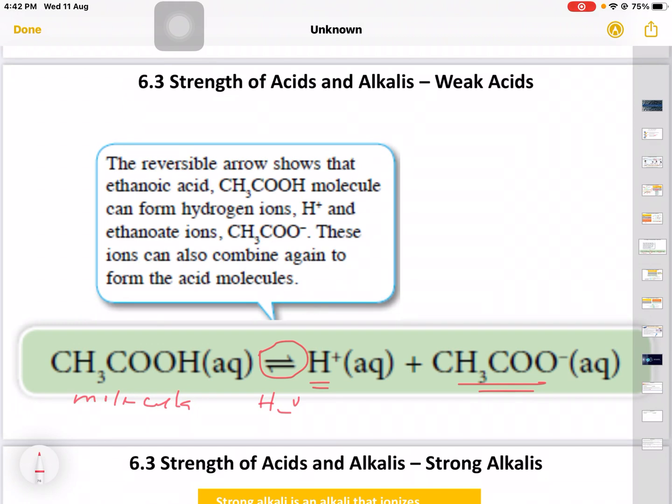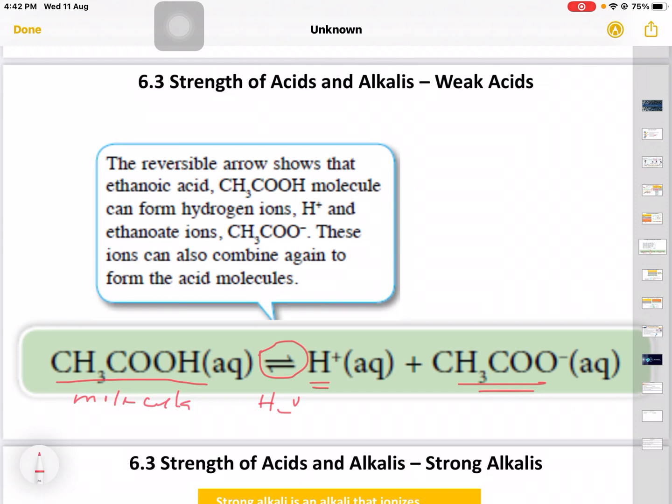And if we look here, there is a reversible arrow. Reversible arrow means anak panah berbalik. It means that ethanoic acid molecule can form hydrogen ion and ethanoate ion, but this hydrogen ion and ethanoate ion can combine to form ethanoic acid molecule again. So maksudnya dia boleh bergabung dan menghasilkan semula reaktan dia, iaitu ethanoic acid molecules.